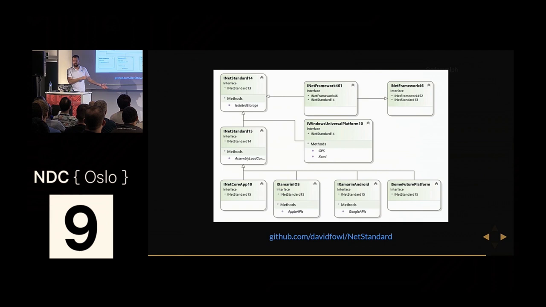And some future platform, and this is a really important point, because in the world of portable class libraries, when a new platform came along, that would result in a new set of profiles being generated. And in order for my NuGet package to support that new platform, I would actually have to recompile it against one of those new profiles and re-release it.